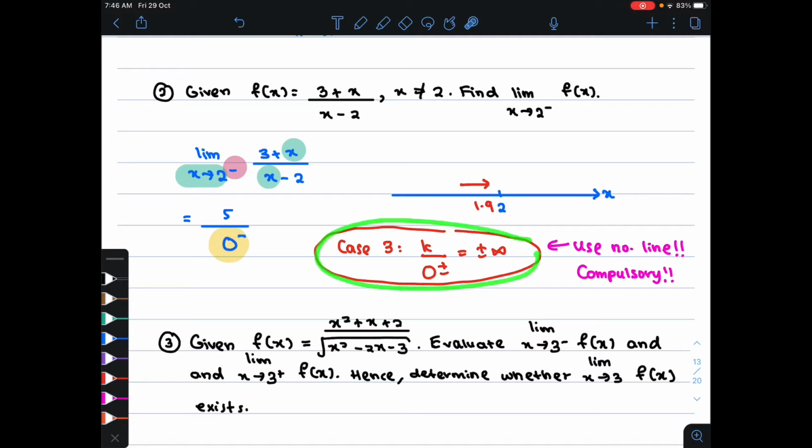If you look at case 3, the final answer should be infinity. But you need to determine whether this is positive infinity or negative infinity. Look at your fraction here. 5 is positive, and 0 minus means that it is a negative value. Positive divided by negative is negative. So the final answer is negative infinity.